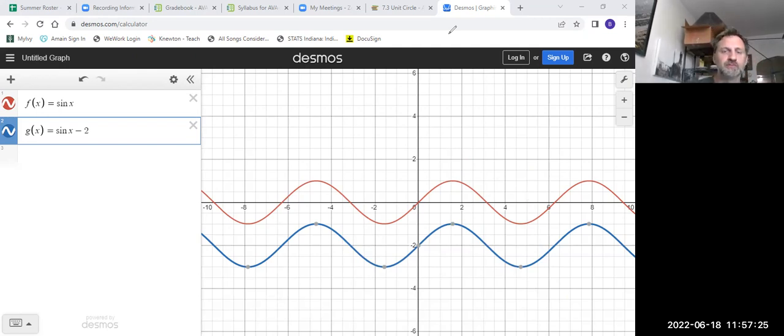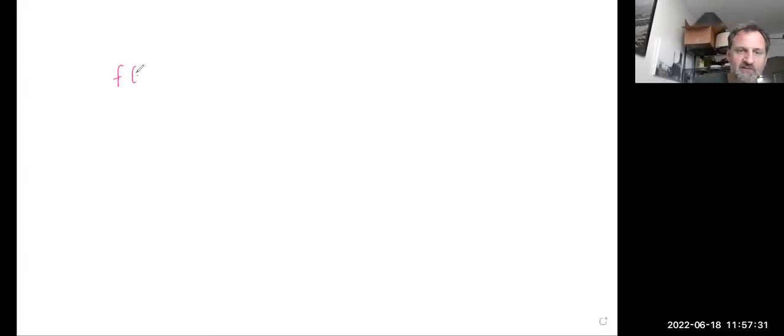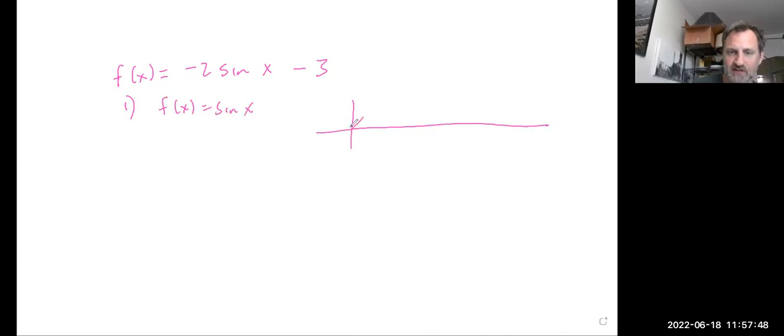I'm going to go through the analysis. So let's say I have f of x equals -2 sine x -3. How I would break this down is, start number 1 with the base function. What does f of x equals sine x look like? I can draw that, or I can just mentally map it out. Okay, I know what I'm looking at here.